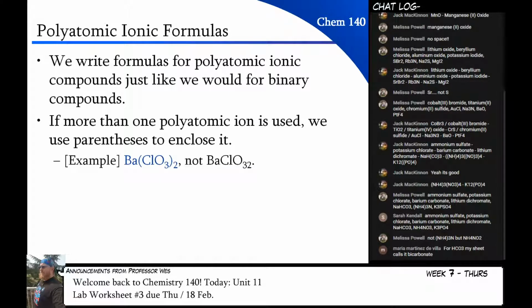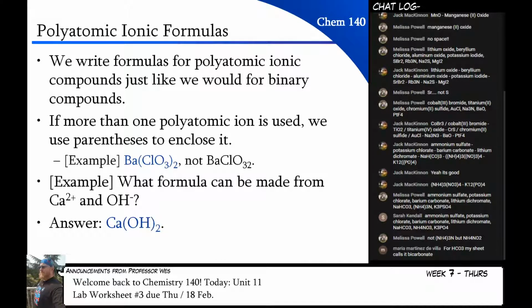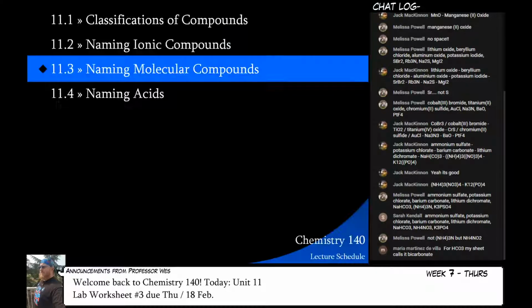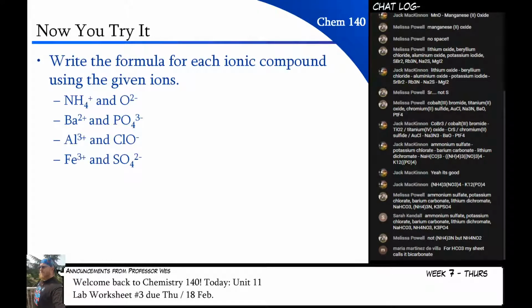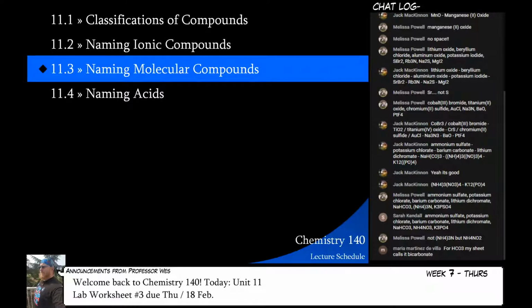This slide is just telling you, hey, use parentheses, but we already knew that because I've already talked about that. We've been doing that, so I'm going to skip over this example. I'm going to leave this for you. I do want to talk a little bit about covalent compounds today. And then we'll save acids for next week.